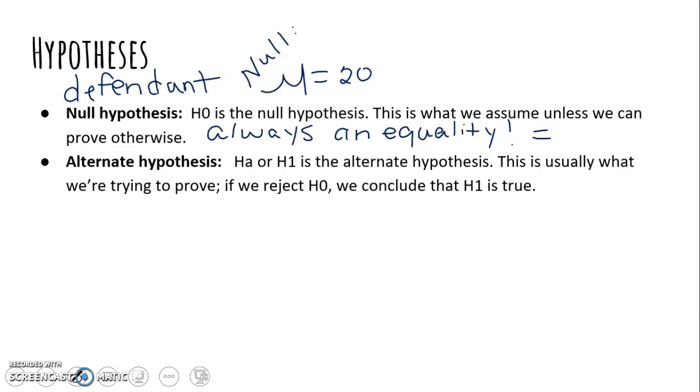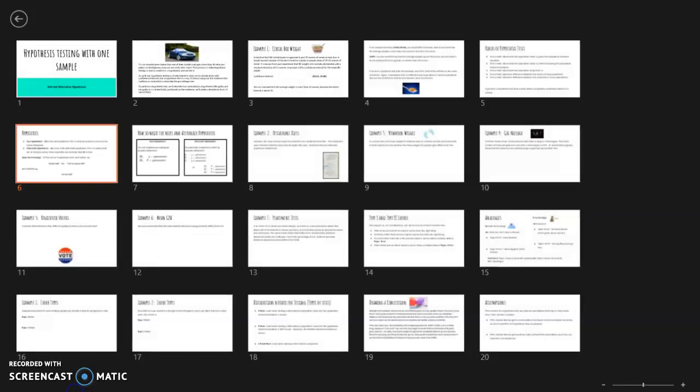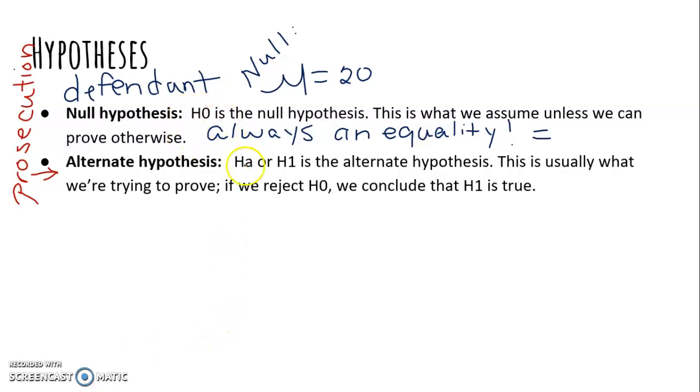Well, then, on the other side of the room, we have the prosecution. The prosecution is who is stating that the defendant is guilty. And they're trying to tell the court what they're guilty of. So for our prosecution, we have what is called the alternate hypothesis. And they're going to say that the mean is not equal to 20. So the statement here is not an equality. It's not going to have an equal sign in it.